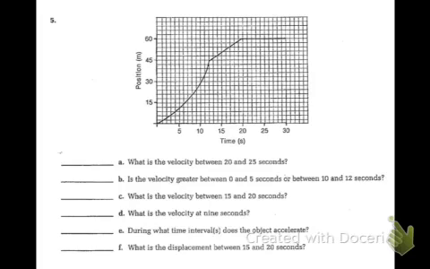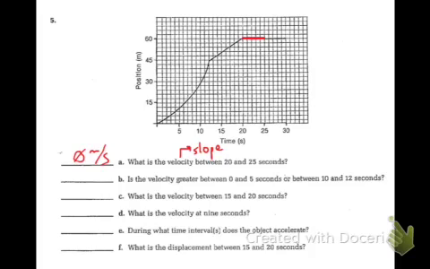Taking a look at this particular question, we've got what is the velocity between 20 and 25 seconds. So we've got position versus time, that's what we're looking at. So velocity between 20 and 25 seconds, we've got this section right here. So it's a position versus time graph. To find our velocity, you have to find our slope. Our slope is not changing, so our velocity is 0 meters per second.